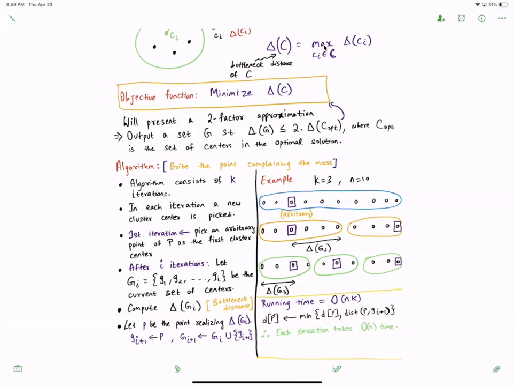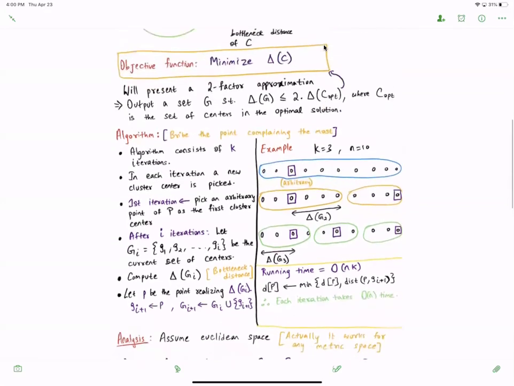So in general, this whole iteration can be executed in order of n time, right? So that's the main thing. The rest of the implementation is simple. So in total, the algorithm runs in order of nk time. Okay, so now let's see. We are ready to do the analysis. Okay, let's go.